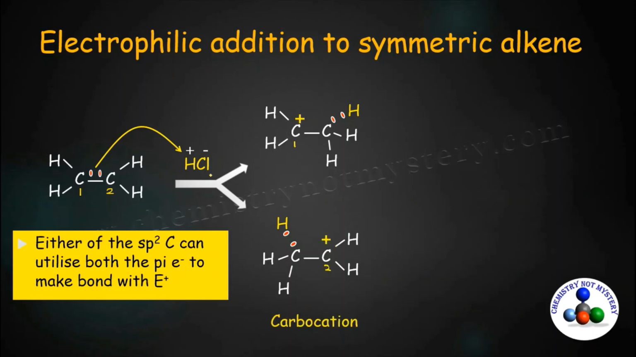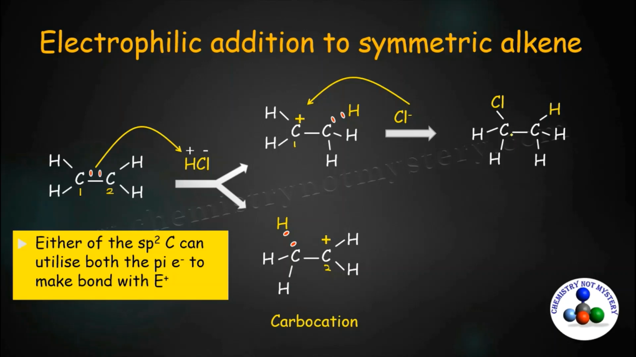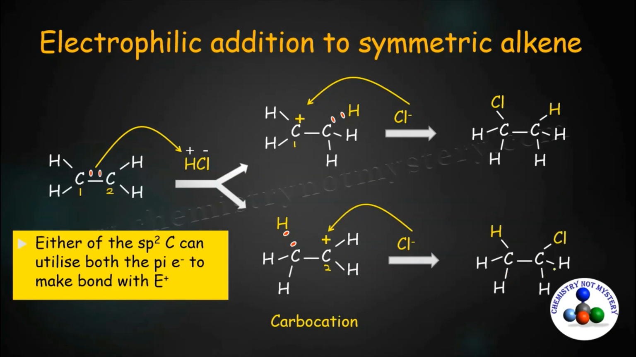Now we have nucleophile Cl negative ion. It will get attached to the formed carbocation and result in chloroethane. In the same way, in the second carbocation also, Cl negative will get attached to the formed carbocation and result in the formation of chloroethane.